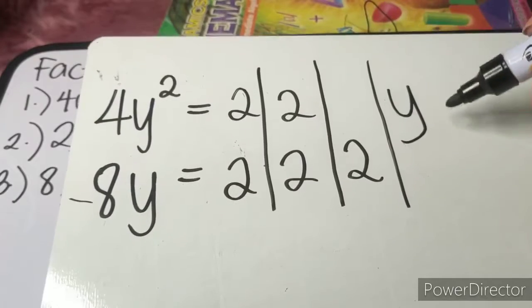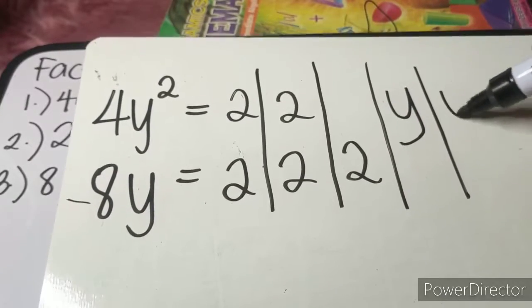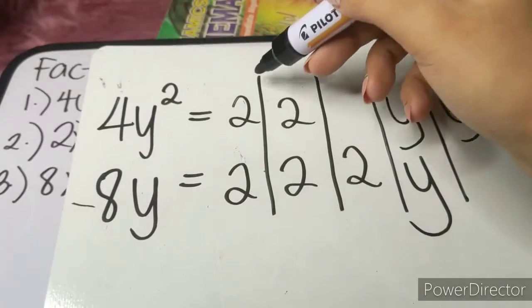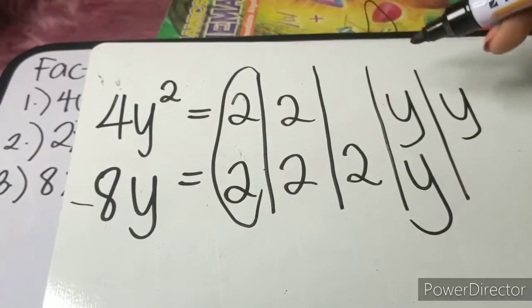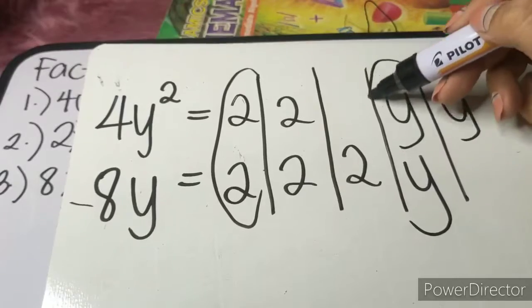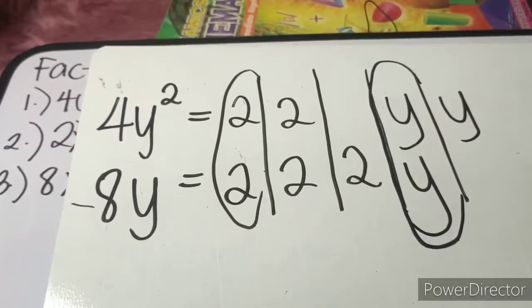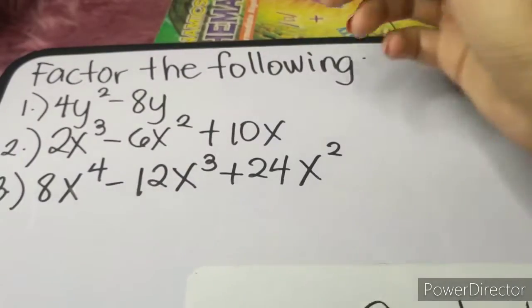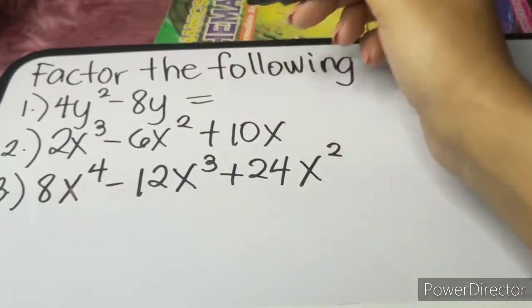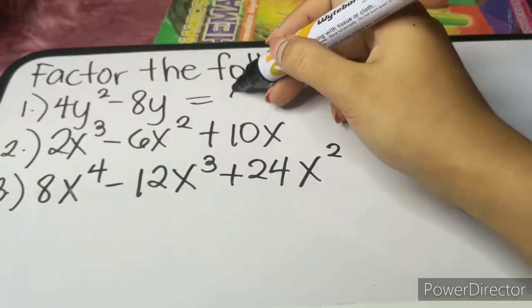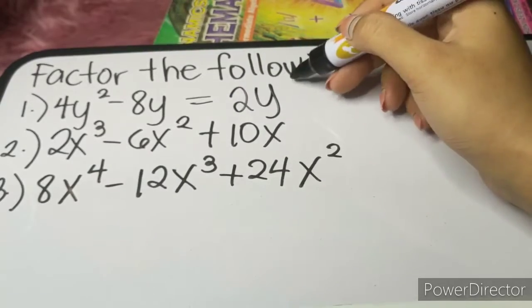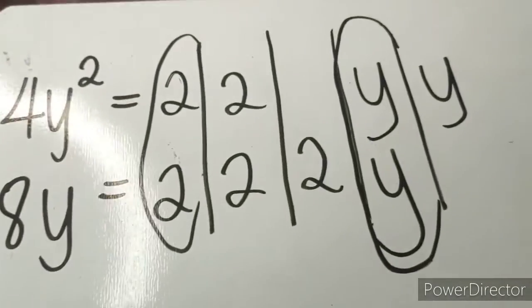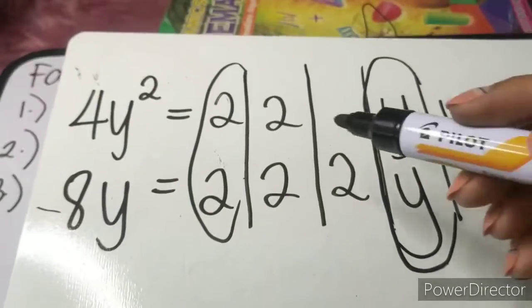So, itong y squared, dalawa yung y niya, diba? So, ito, isa lang. Okay? So, ngayon, yung GCF natin is 2y. Pareho silang may 2, pareho silang y. Yun yung GCF natin. Yun yung isusulat natin dito sa labas, which is 2y. Ngayon, para malaman ko ano yung other factor, ano ba yung natira kay 4y squared?